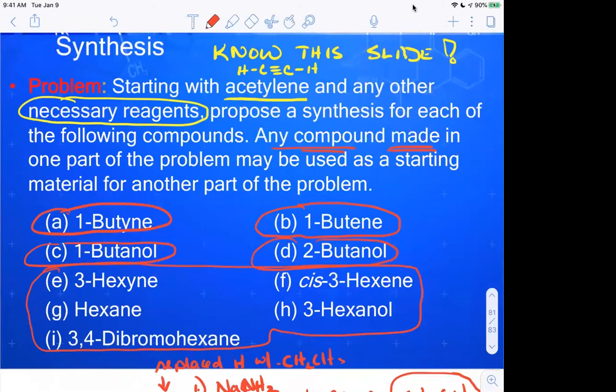So with that, I will leave you to your studies. We are now done with chapter 5, and then we are moving into chapter 7, where we start looking at substitution and elimination reactions, which are basically the reactions of alkyl halides. So good night.